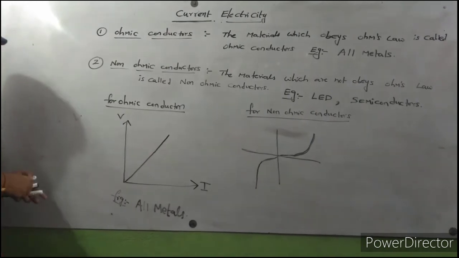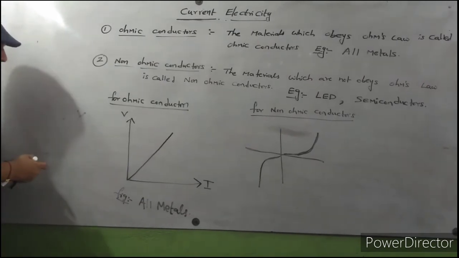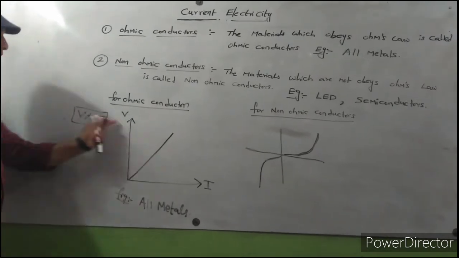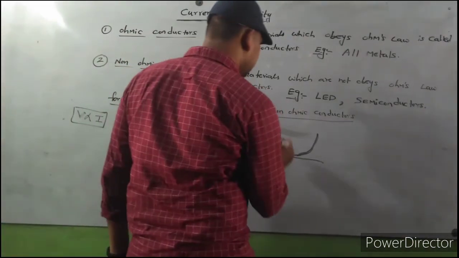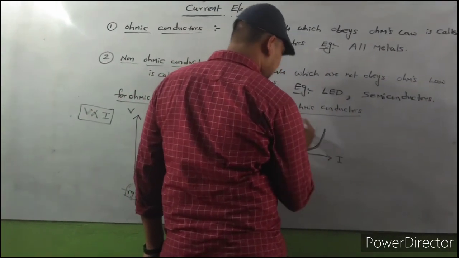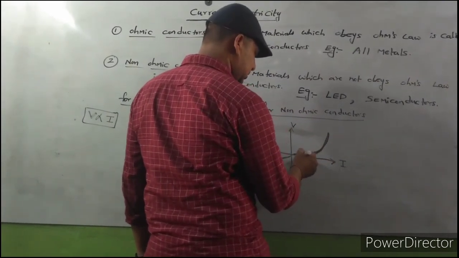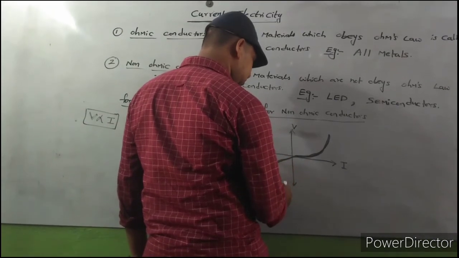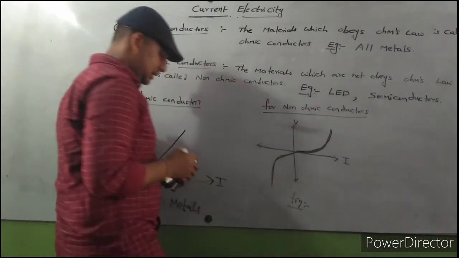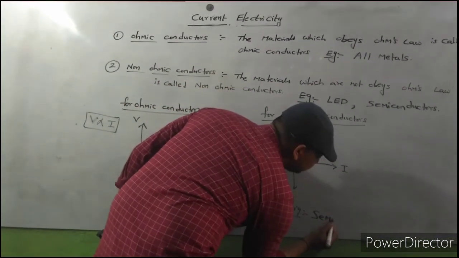Straight line means here V is directly proportional to I. Here V is not directly proportional to I. This is the current and here it is the voltage. So this is the V versus I graph for semiconductors.